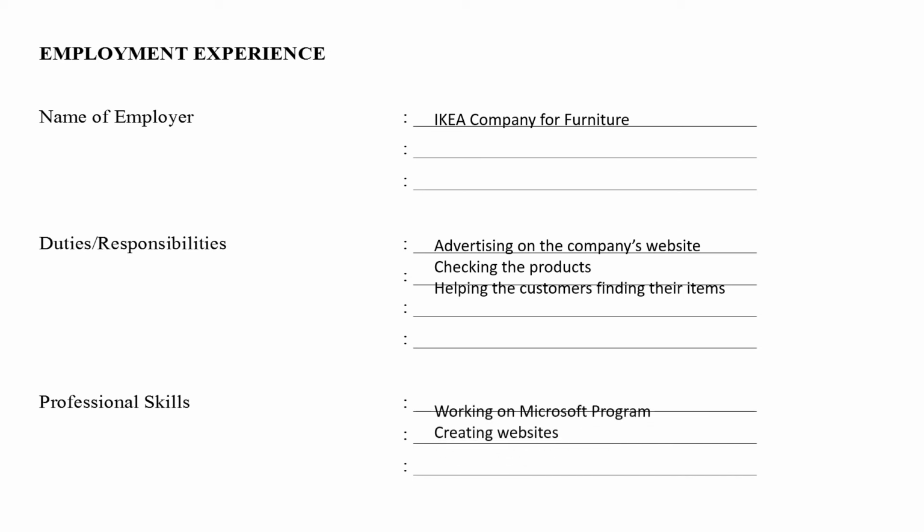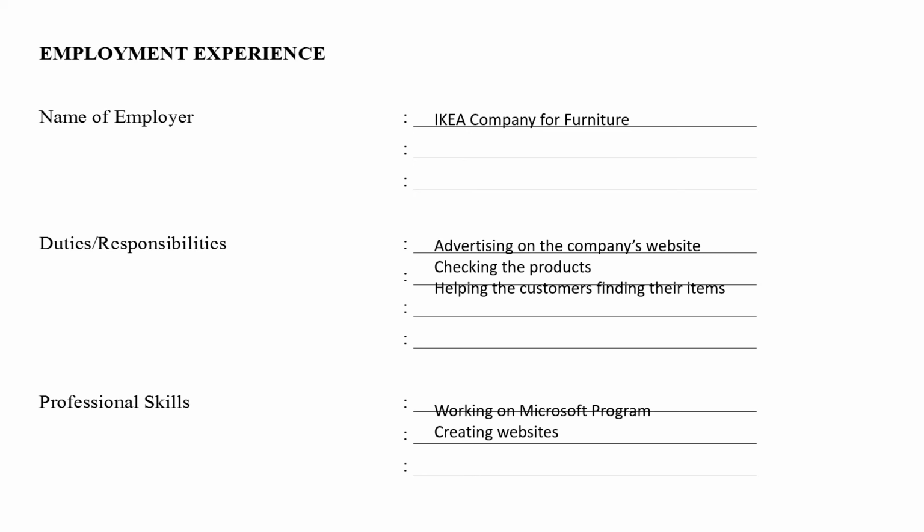And finally, professional skills. Again, here you have to focus on your job. Don't tell me I like reading, I like swimming, I like playing football. No. Here you have to tell me the professional skills related to the job. So you can say working on Microsoft programs, creating websites, I have an account on the Microsoft website, I can create animation. So anything that you can work on or that helps in your job or duty.